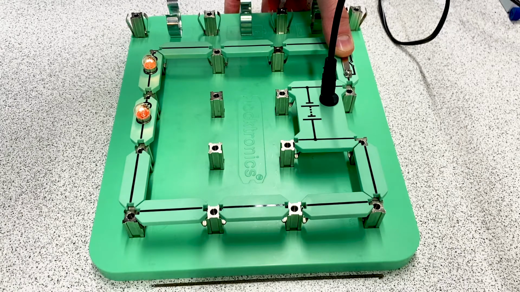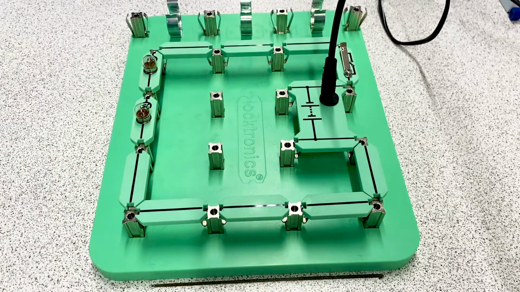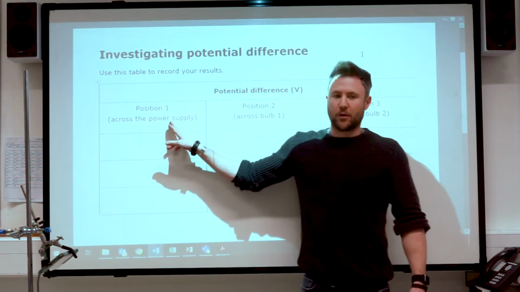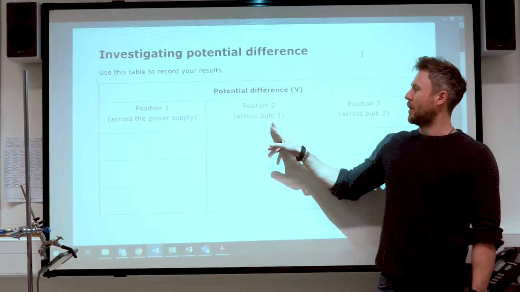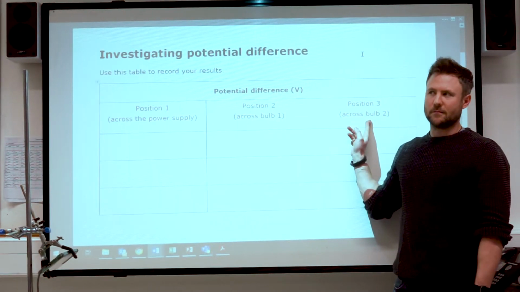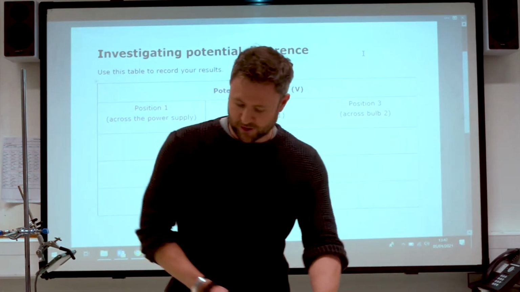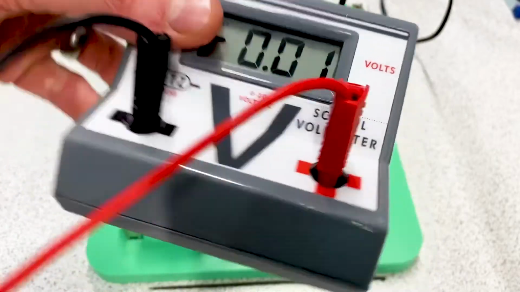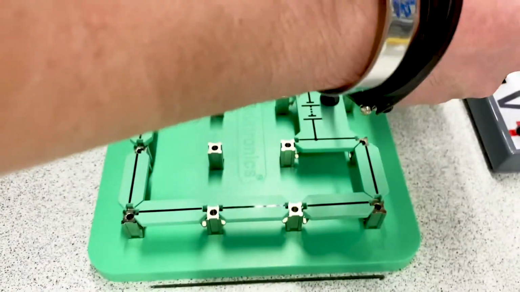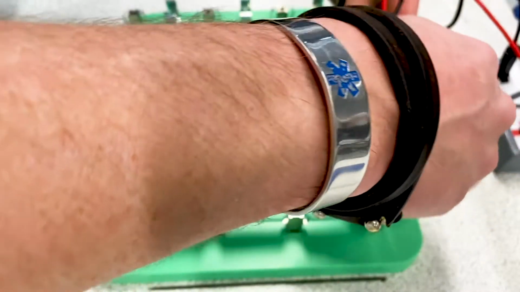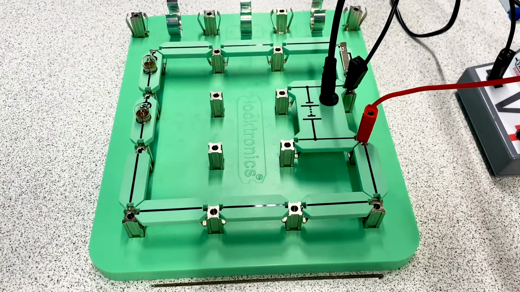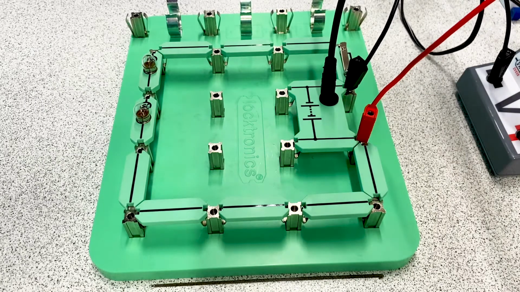So we want to know, in our investigation, what the potential difference is across the power supply, and what the potential difference is across the first bulb and then the second bulb. We'll start by taking the potential difference across the power supply. Again, I'm using my voltmeter. The terminology is really important here. We're going to connect it across, which means in parallel with the components. So you'll notice that I've put it not inside the circuit. If you were to draw this, it would look outside the circuit. So it's in parallel, it's across the component.